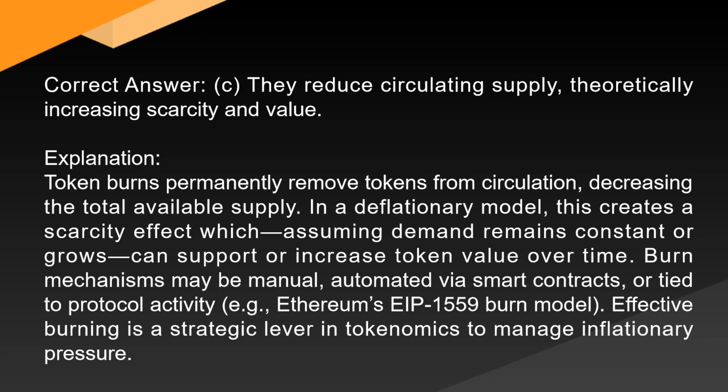Explanation: Token burns permanently remove tokens from circulation, decreasing the total available supply. In a deflationary model, this creates a scarcity effect which, assuming demand remains constant or grows, can support or increase token value over time. Burn mechanisms may be manual, automated via smart contracts, or tied to protocol activity, e.g., Ethereum's EIP-1559 burn model. Effective burning is a strategic lever in tokenomics to manage inflationary pressure.